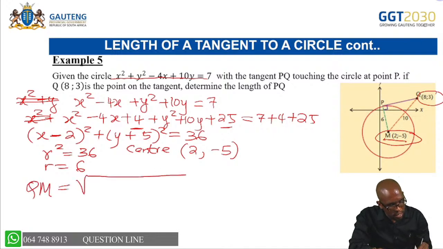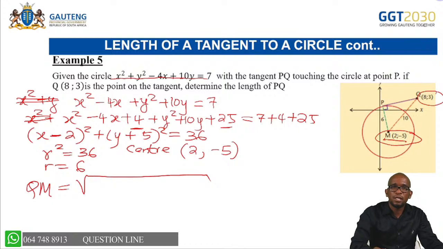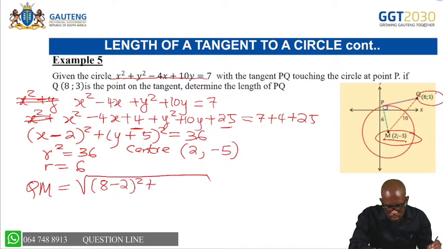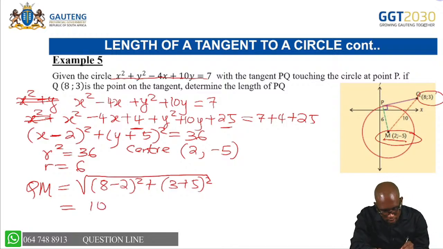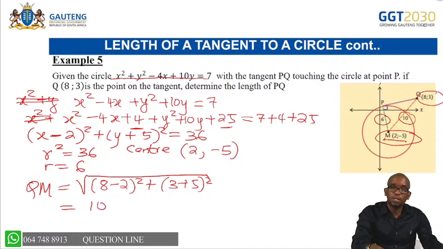QM would be given by the square root of, we are using the distance or the length formula, x at Q minus x at M. In this case, that would be (8 minus 2) all squared plus (y at Q minus y at M). That would be (3 plus 5) all squared. Now, in working that out, we get that the length of QM becomes 10. So we have 6, we have 10, which means that we are now left with the side PQ, which is the length of the tangent.